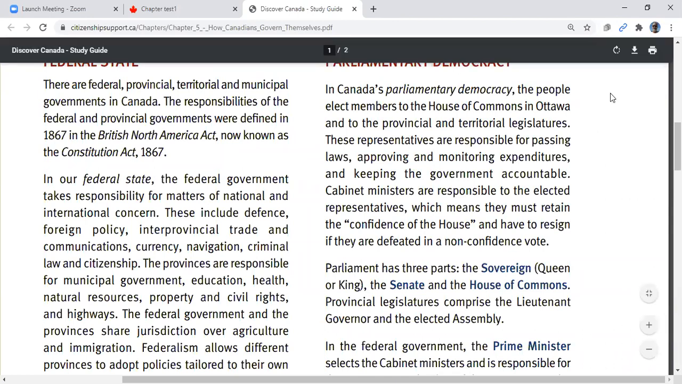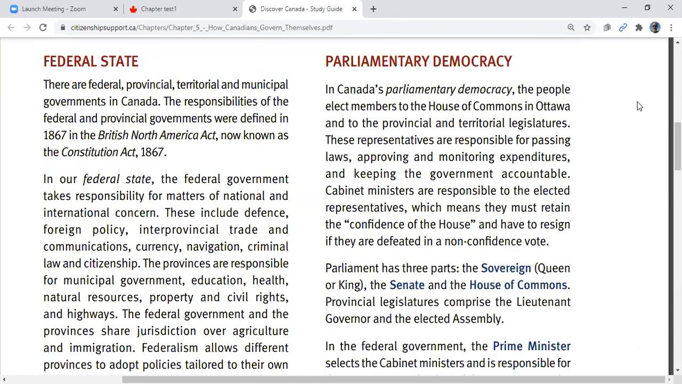In Ottawa, and the provincial and territorial legislatures, these representatives are responsible for passing laws, approving and monitoring expenditures, and keeping the government accountable.